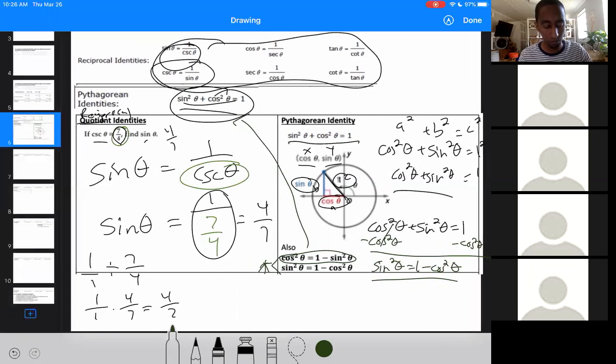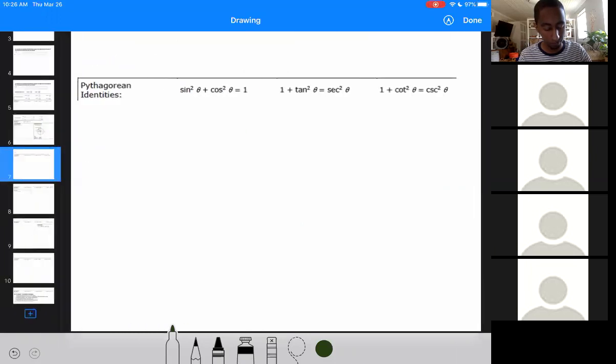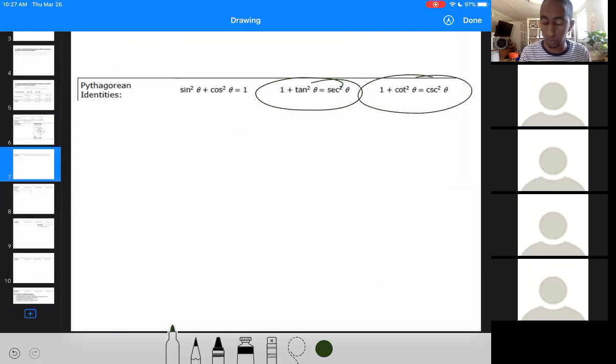All right, so let's talk about the other two now. We have 1 plus tangent squared of theta equals secant squared of theta. That's new, we haven't talked about that. 1 plus cotangent squared of theta equals cosecant squared of theta. So where do those come from? How can we prove that these are true?